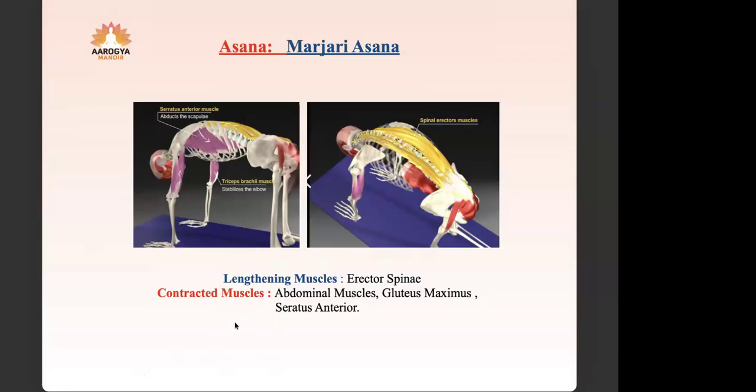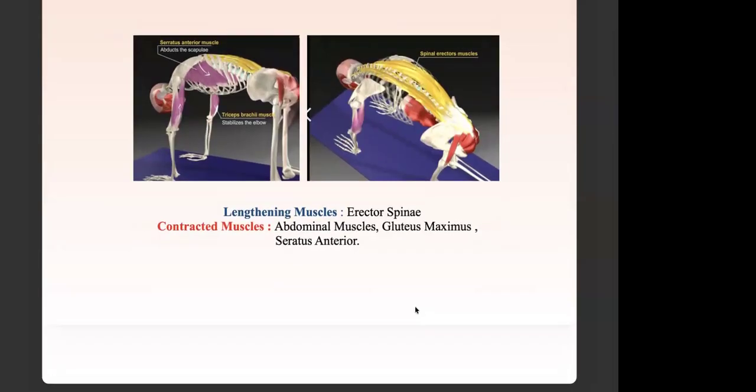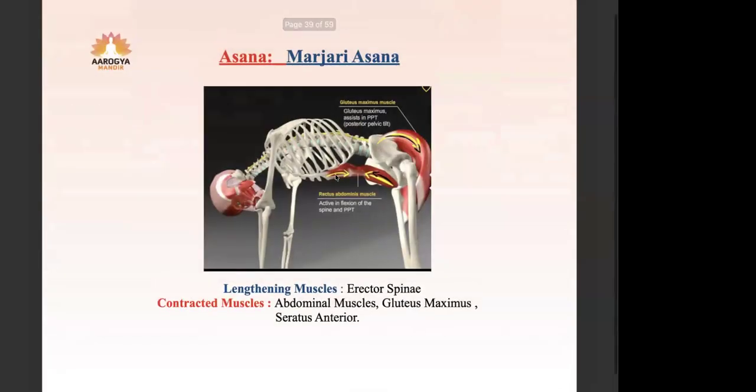You have always heard of this term, loss of lordosis in the back, for people who sit for a longer time. Well, not going into much of the pathology part over here, just trying to explain these postures. And you can see clearly the rectus abdominis and the gluteus maximus getting contracted while doing these postures. So that's about Marjari Asana.